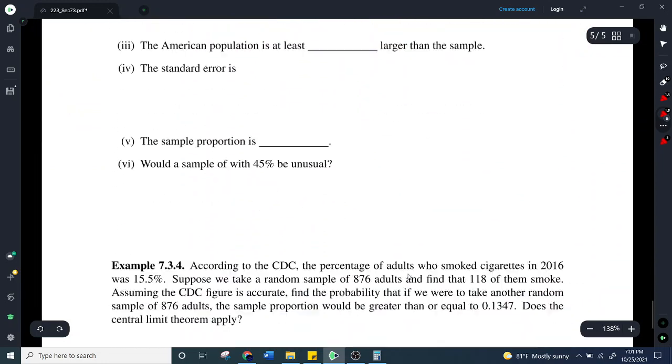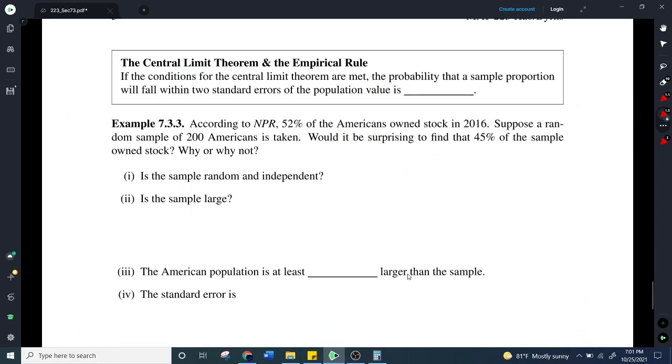All right, let's look at this next example here. It says the central limit theorem. Oh, here we are. They're just summarizing what we just talked about. If conditions for the central limit theorem are met, the probability that a sample proportion will fall within 2 standard errors of the population value is 95%. So the same empirical rule we've been using earlier in the course, we're still going to use.